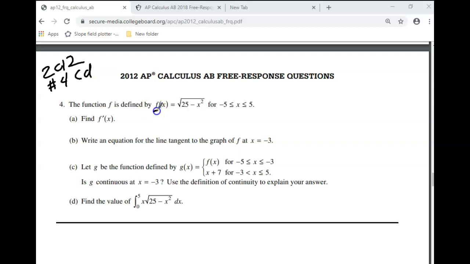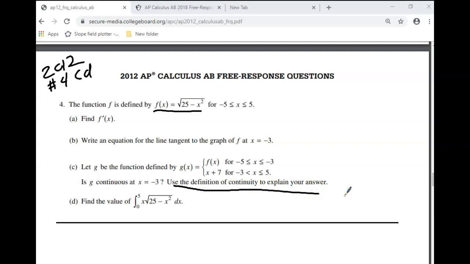So first of all, here's f of x. Now on part C, they're giving us a piecewise function where this is the function we're using for anything where x goes from -5 to -3. And then this is the function we're going to use for anything from -3 up to +5. Okay? Now the question is, is it continuous at x equals -3? Use the definition of continuity to explain your answer.